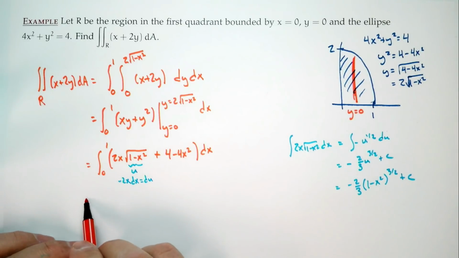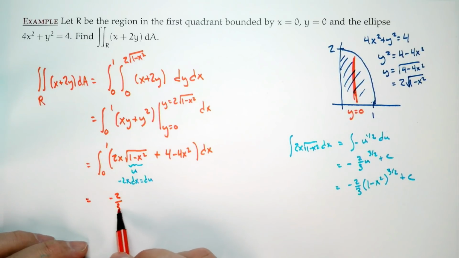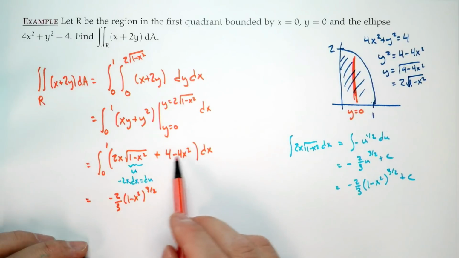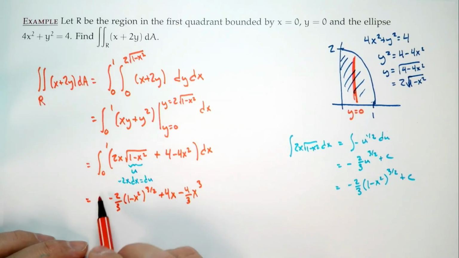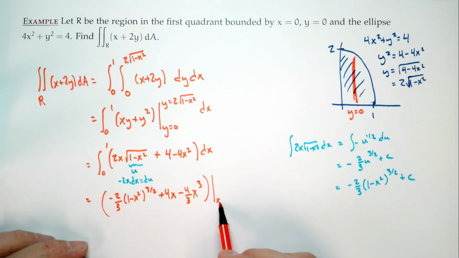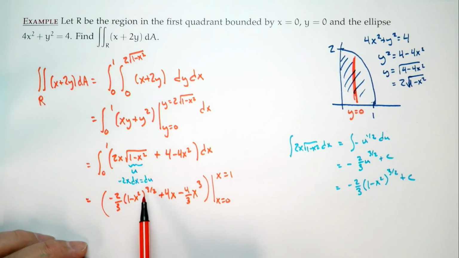So we have over here minus 2/3, 1 minus x squared to the 3/2. Then these parts, not so bad: 4x and minus 4/3 x cubed from x equals 0 to x equals 1. We can plug in 1. If you plug in 1, the first term goes away because you have 1 minus 1, 0. Gone. Good. Plus 4 minus 4/3.